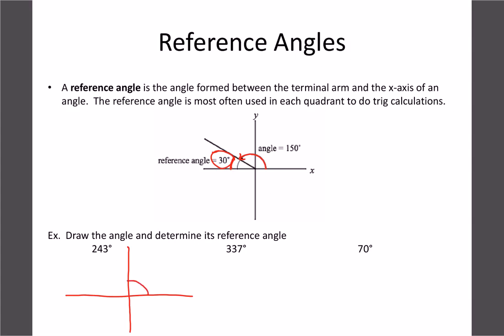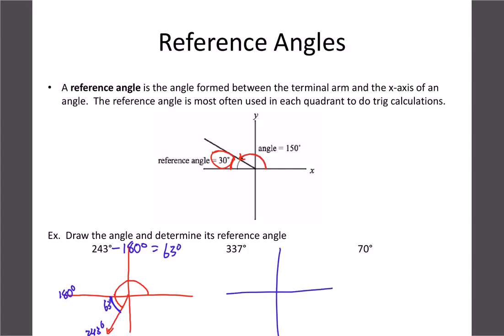So 243 would be something like that, past 180. So our reference angle in this case is going to be that angle between the x-axis and the 243. So we know that's 243, we know that one's 180. So 243 minus 180 gives us an answer of 63. So that's our reference angle for that question.